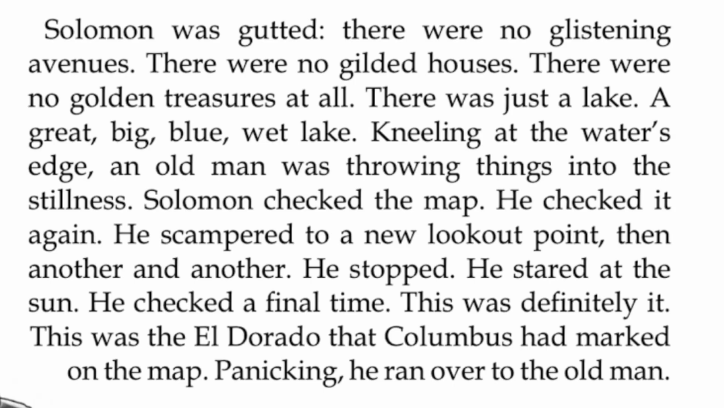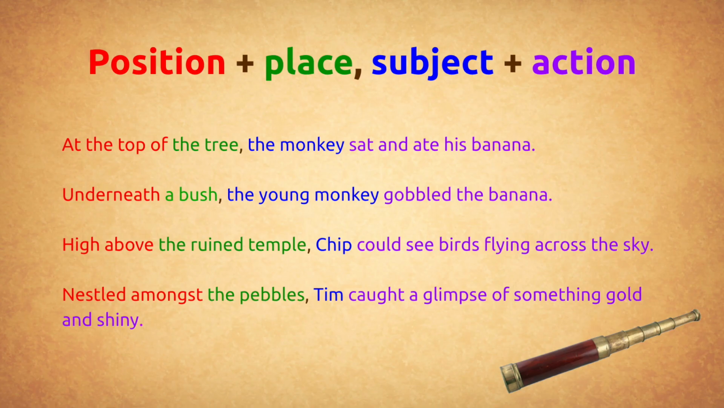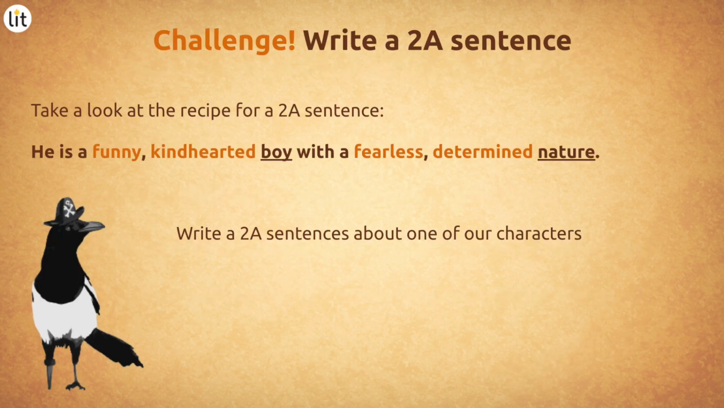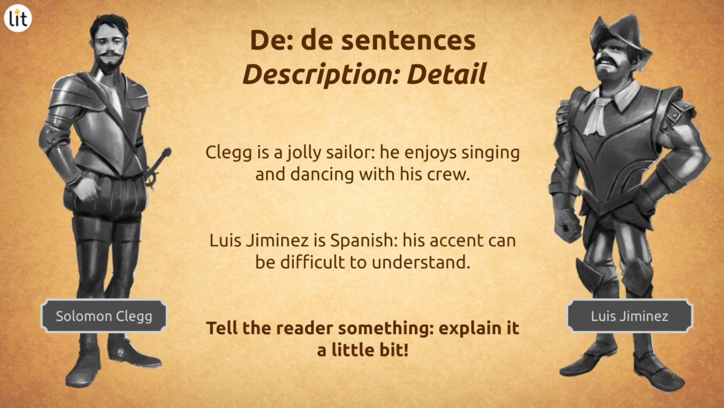So we've got short sentences, which obviously you have to get into today's lesson, but are you going to pick the position, place, subject, action sentence? At the top of the tree, the monkey sat and ate his banana. You don't have to write about monkeys today, but it might be useful in your story. Or are you going to include a 2A sentence? He's a funny, kind-hearted boy with a fearless, determined nature.